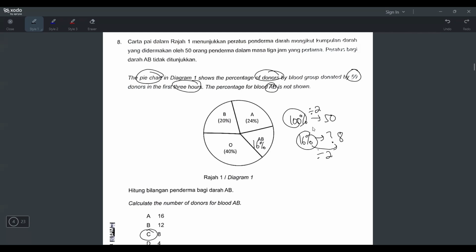Okay? Actually, if you don't want to do it like that, there's another way. You can also look top and bottom. Like 100 how to become 16. And then here divide by how much, here also divide by how much. You will end up with the same answer. You will get 8 also. Right? So in other words, if you want to convert percentage to number, you have to divide by 2. So here, percentage divided by 2 gives the number. That's why the answer is C. Alright? So that's your answer for number 8.